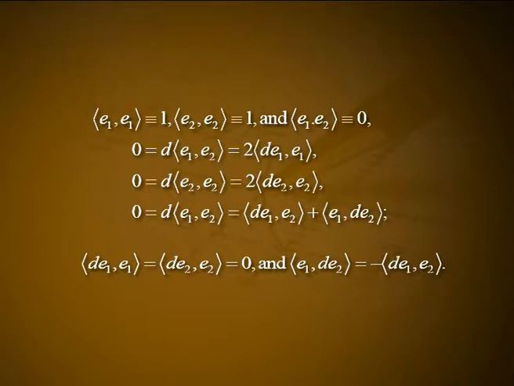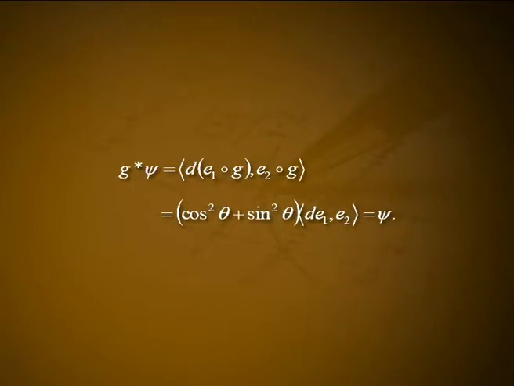<E1, dE2> is equal to minus <dE1, E2>. Hence, g star psi is equal to <d(E1 composite g), E2 composite g>, which is equal to (cos square theta plus sin square theta) times <dE1, E2>, which is in turn equal to psi. Next, we will see normalization.